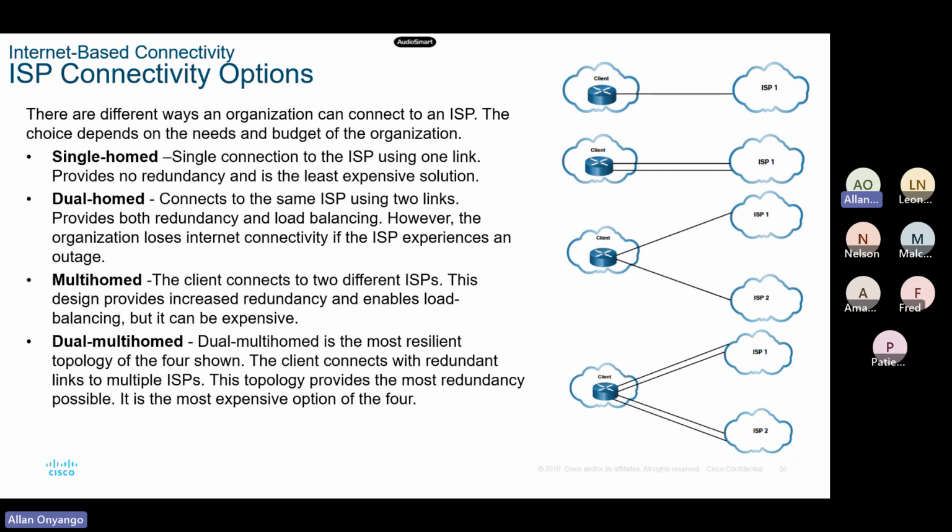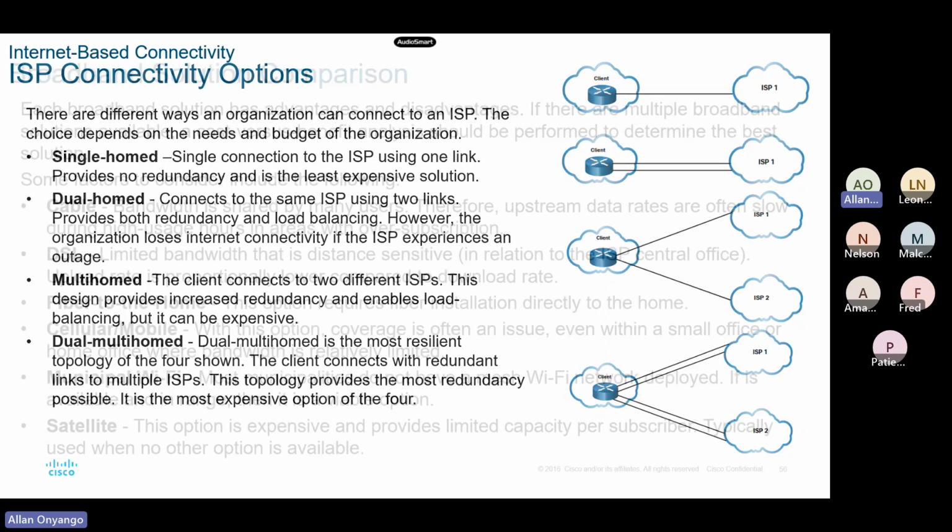Then we have multi-homed. For multi-homed, you get two links from different ISPs, one from one ISP, another from another ISP. And then the most expensive one, which is also the most redundant, is called dual multi-homed, whereby you have two ISPs, and they each give you two links so that you are always on all the time. Even if one ISP was to go down entirely, you still have another ISP giving you two links.